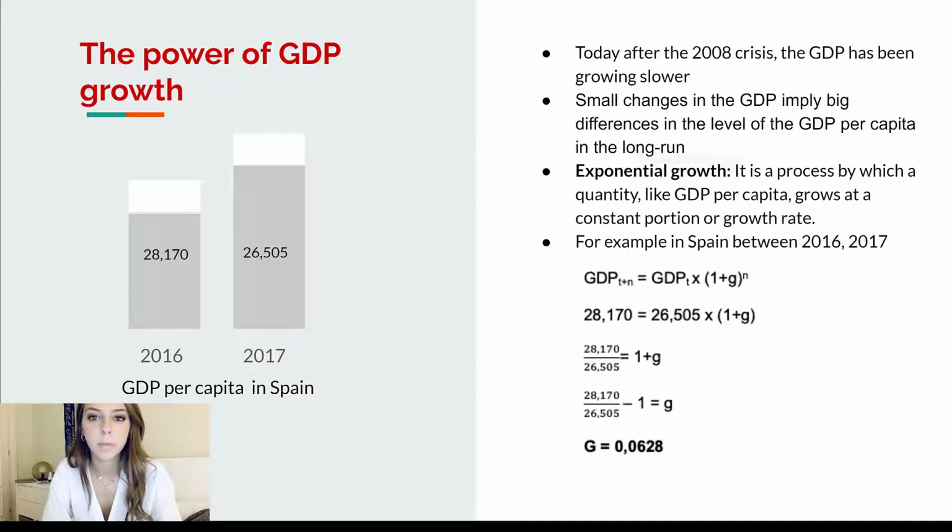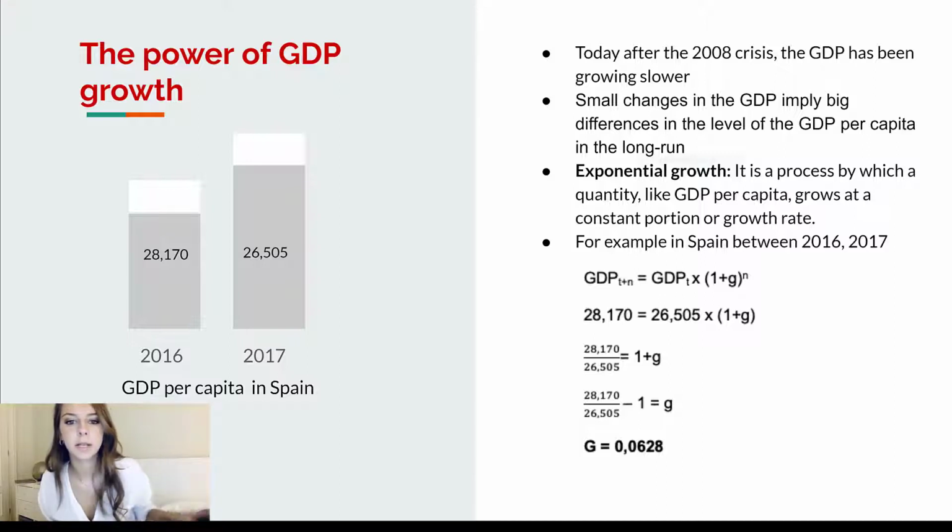I'm going to explain the power of GDP growth. Today, after the 2018 crisis, the GDP has been growing slower. Many say that this slowdown is due to the decrease of innovation. We are not creative anymore, we run out of ideas. This is also due to the fact that the mentality of people becomes more conservative. As families tend to save more, consumption is drastically affected, and therefore the unemployment rate rises, because the level of consumption changes and GDP grows more slowly.